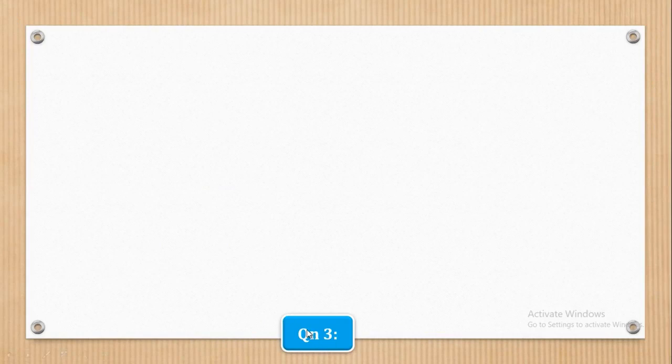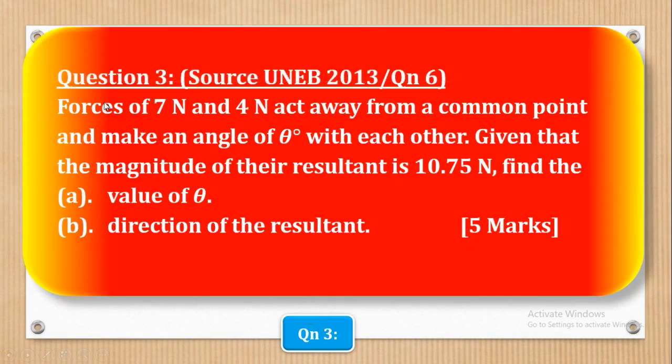So now we shall go to question 3, and question 3 came from UNEB 2013 question 6 of paper 2, and it says that forces of 7 Newton and 4 Newton act away from a common point. Note that word, away from a common point, and make an angle of theta degrees with each other. Note that word, with each other. Given that the magnitude of their resultant is 10.75, find Roman 1 the value of theta, Roman 2 the direction of the resultant.